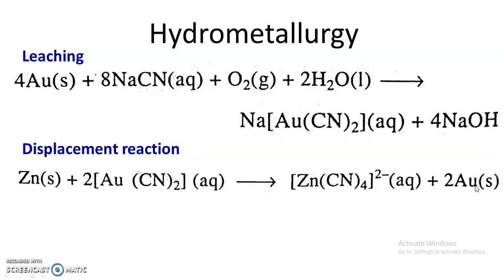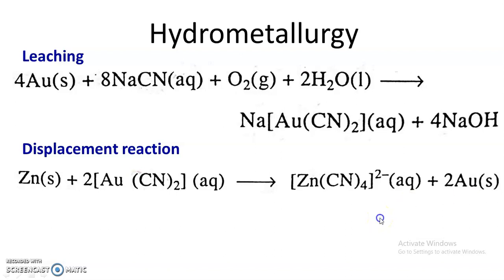So this is what hydrometallurgy is. In hydrometallurgy, two steps are there: leaching and displacement reaction. In leaching, first of all, the ore containing gold or silver is converted into a suitable water soluble complex, and the most important reagent used in hydrometallurgy is sodium cyanide. And in the displacement reaction, the gold or silver particles are displaced by zinc, and then the desired metal is purified by means of electrolysis.